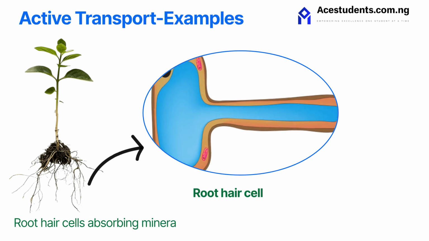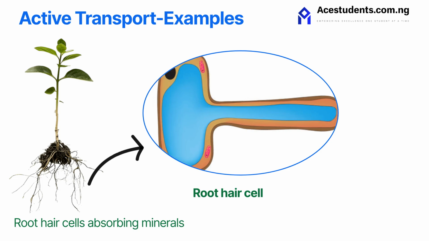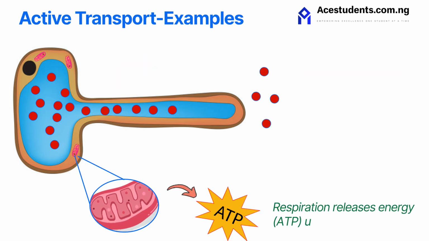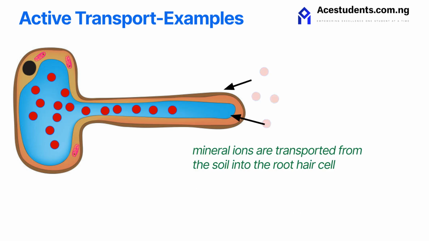An example of active transport occurs in root hair cells, where they actively absorb mineral ions from the surrounding soil. Mineral ion concentration is often lower in the soil than inside the root hair cell. Therefore, active transport is necessary to move these ions into the cell. The root hair cell respires to release energy. This energy is then used to move mineral ions into the cell, a process vital for plant growth. In active transport, mineral ions move from the soil, where they are at a lower concentration, into the root hair cell, where the concentration is higher, using specialized proteins.